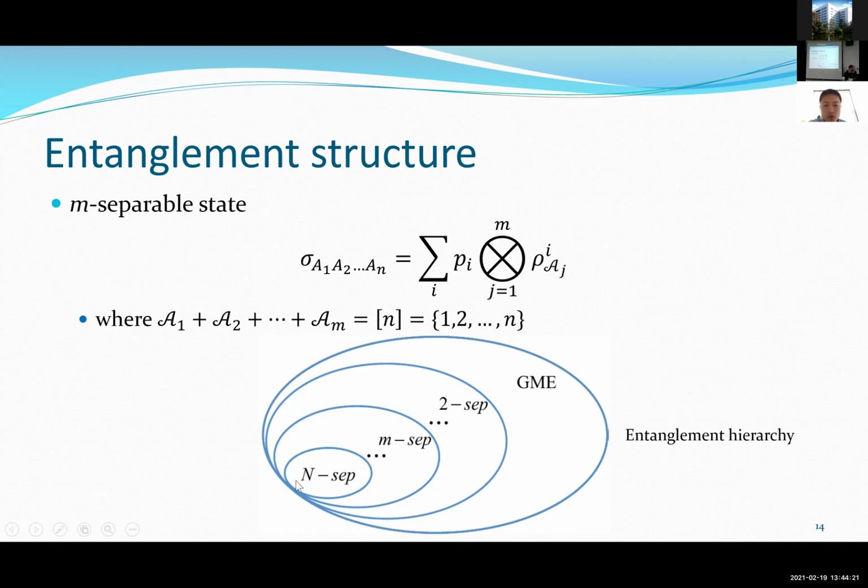Obviously, the fully separable state is the N-separable state, and the genuinely entangled state is the one-separable state.